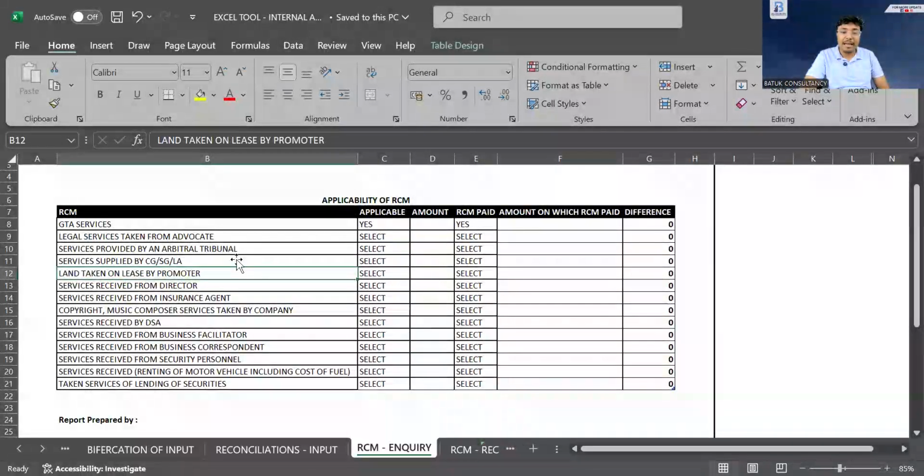So for services supplied by central government, state government, local authority, if you find this type of expenditure or this type of services in the books of accounts, in the profit and loss account, we need to ensure on which amount the RCM has been paid. Whether RCM has been paid or not, that also we have to ensure.